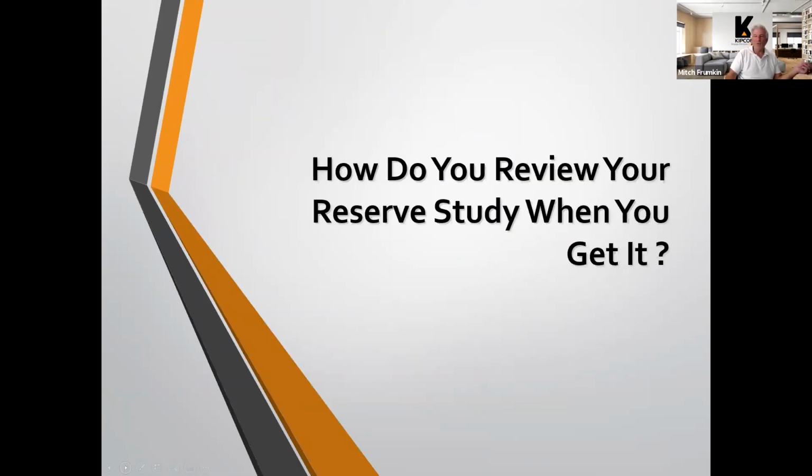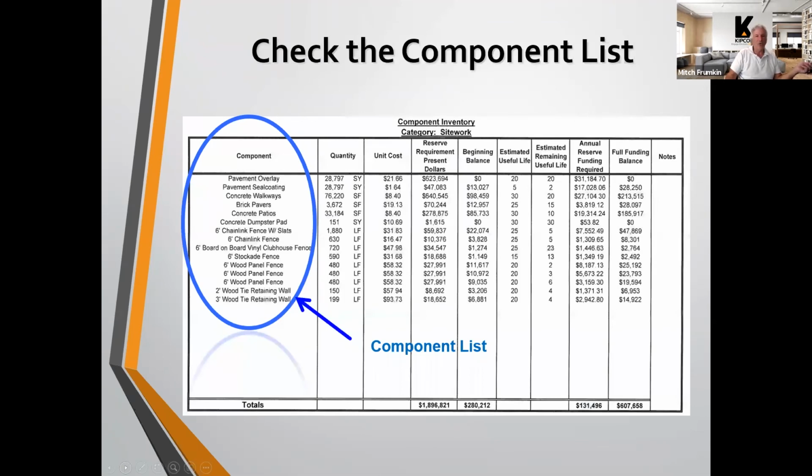All right. Now, once you get your reserve study, how do you review it, as a manager or as a board member? Take a look at the component list. You live there, you manage the community, you're on the board. We may put on the reserve study, for example, street lights, not knowing that the street lights are maintained and replaced by the municipality that you live in. They're not a common element. So take a look at the components.